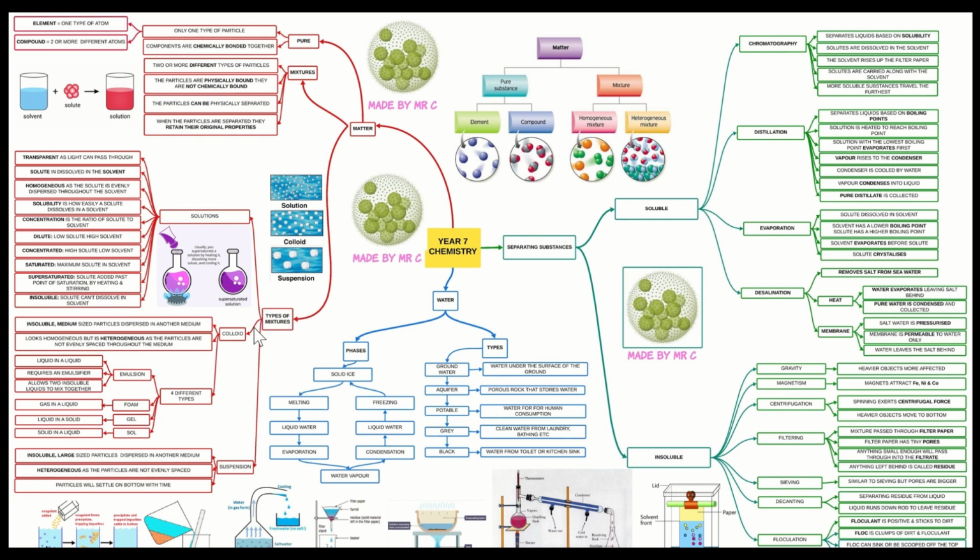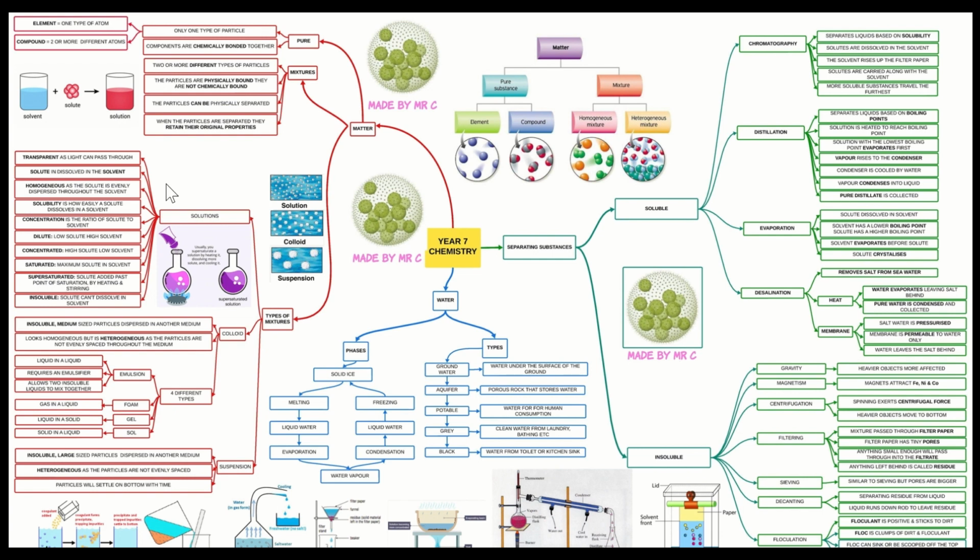There are solutions, there are colloids, there are suspensions. A solution is transparent, which means light can shine through it. In a solution, a solute is dissolved in a solvent. It is homogeneous, which means that the solute is evenly spread throughout the solvent. There is solubility, which defines how easily a solute dissolves in a solvent.